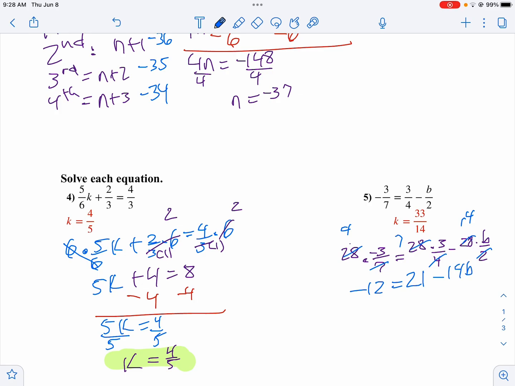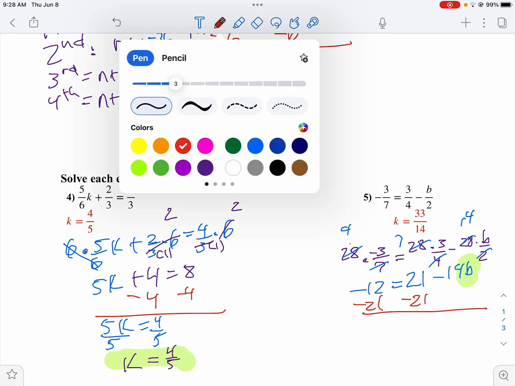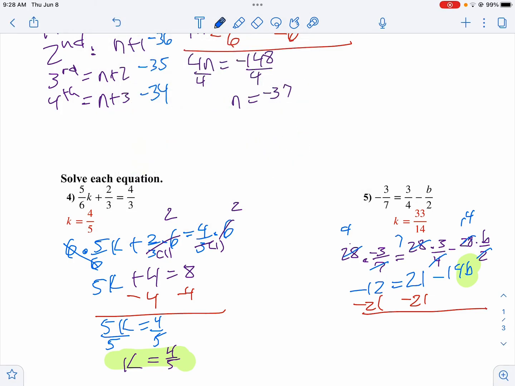Now I want to get the b by itself, so I'm going to move the 21. The opposite of 21 is negative 21. And hopefully you can see where this is going from the answer at this point. So you get negative 33 equals negative 14b. I'm going to divide both sides by negative 14. A negative divided by a negative is a positive, so b is 33 over 14. And there you have it.